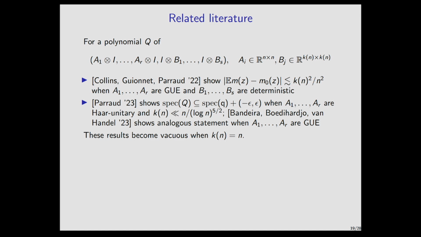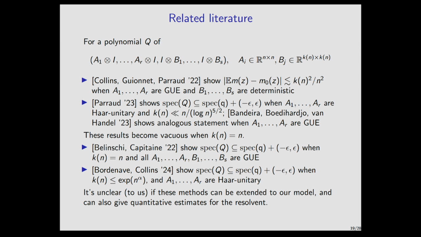This was shown by Parraud when the A's are Haar unitary and the B's are again deterministic. In this recent matrix concentration paper by Bandeira, Boedihardjo, and van Handel in 2023, they also explain an analogous statement in the Gaussian context, when the A's are Gaussian matrices. But it seems that these kinds of results all become vacuous when k becomes proportional to n, which is our setting of interest. So somehow k equals n is a sort of critical threshold for these kinds of results.